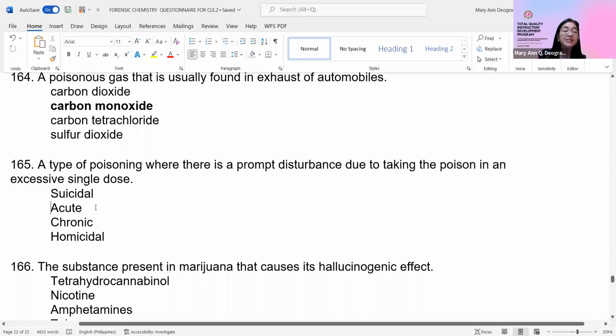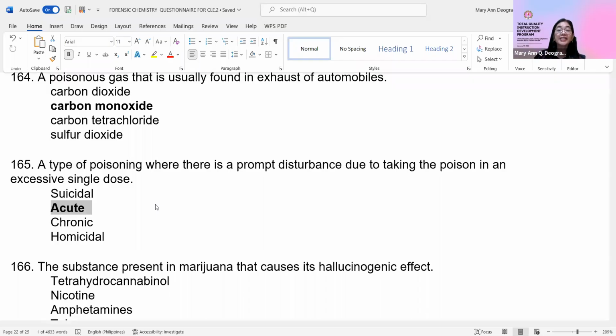So, acute means mabilis na effect ng poison dahil sobrang dami, excessive single dose. Ang chronic naman, it is dahan-dahan. There is a gradual deterioration. Example niyan, those person that are into drugs, into smoking, alcoholism, yan. That's chronic poisoning. Unti-unti mong dineteriorate yung iyong katawan.